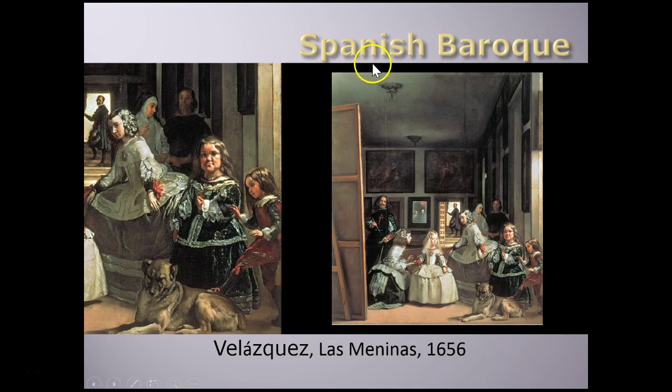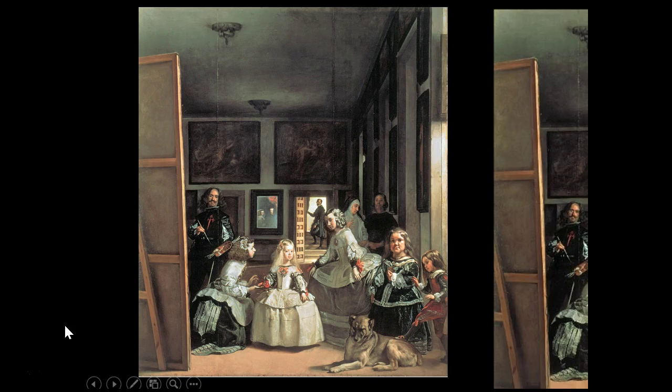So here we'll look at the composition again. The dwarf in particular is a subject of fascination for some art historians. It was customary during this time for courts to collect dwarfs. Anyway, let's look at this whole composition.